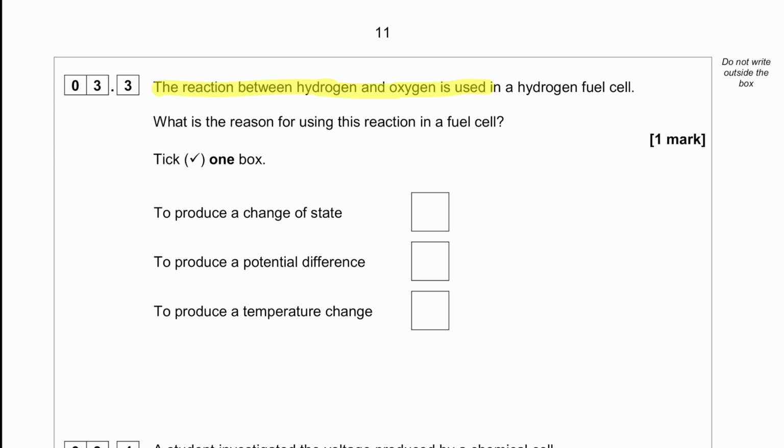The reaction between hydrogen and oxygen is used in a hydrogen fuel cell. What is the reason for using this reaction in a fuel cell? The options are to produce a change of state, to produce potential difference, and to produce temperature change. The purpose of a fuel cell is to produce a voltage difference, which is potential difference.